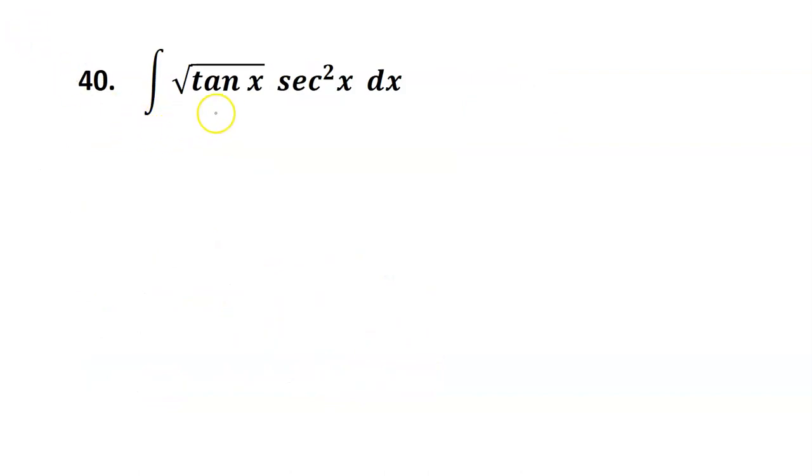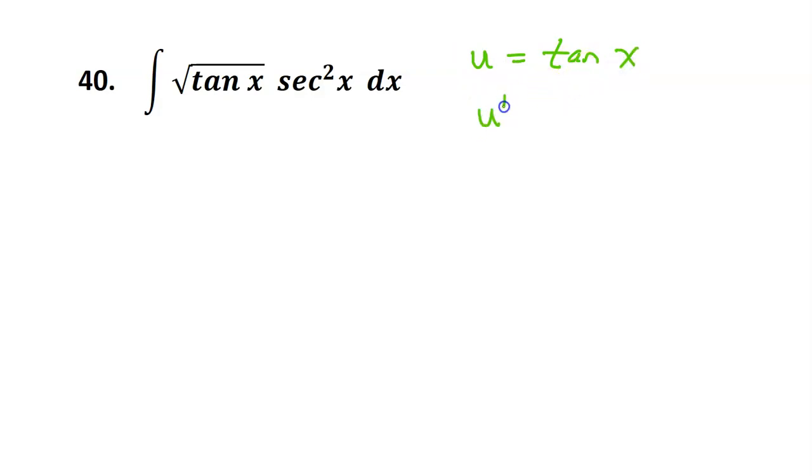Last one, let's go straight to our u-substitution. Now, what do you think u should be? What do you see that's inside of a function? Well, I see tangent x is on the inside of this square root. So let's let u equal tangent x and see what happens.